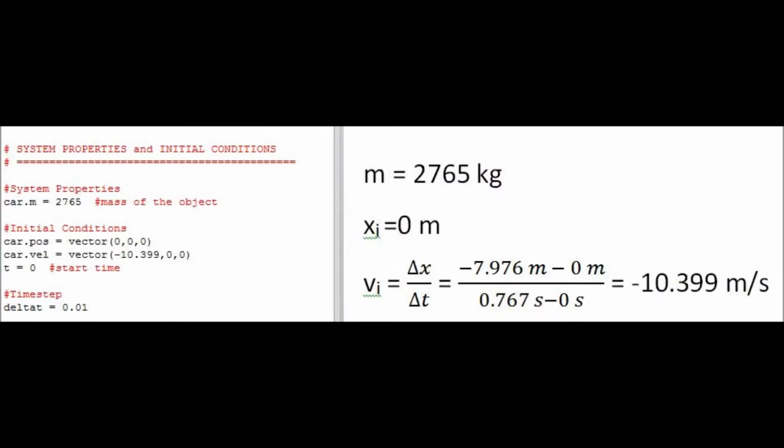To predict the motion, I had to first find the mass of the car through a quick search, and it turns out that the mass of the car is 2,765 kilograms. Then I had to find the initial position, which is just 0 because it lies on the origin. Finally, the initial velocity is calculated by plugging into the formula delta x over delta t, and it ends up with negative 10.399 meters per second.